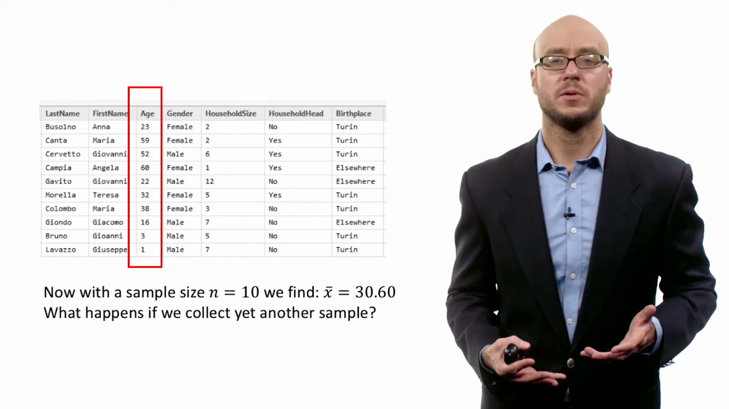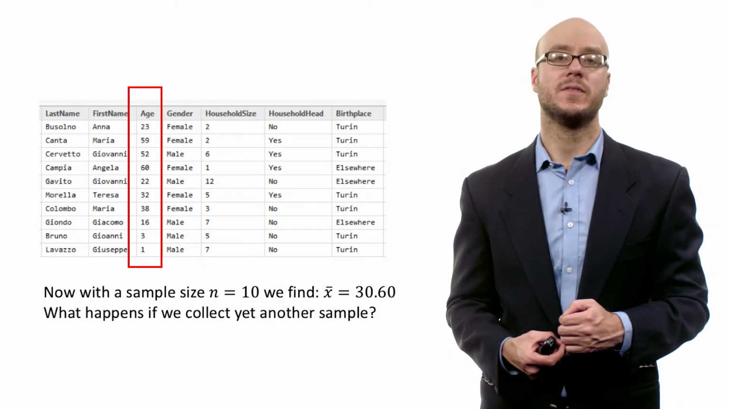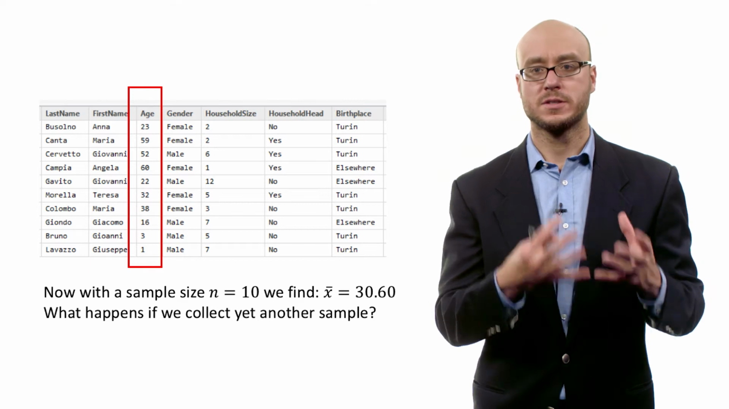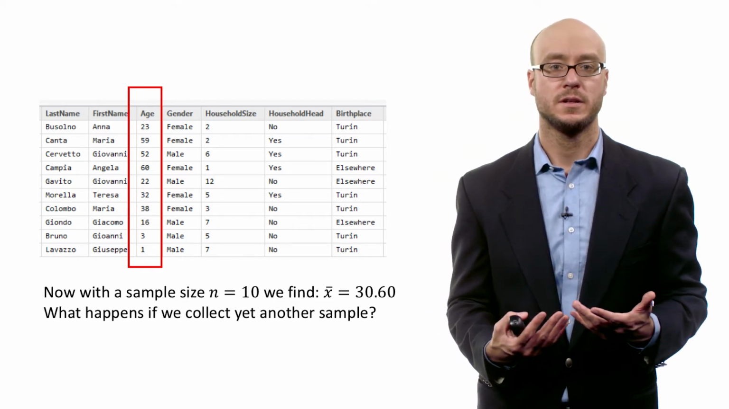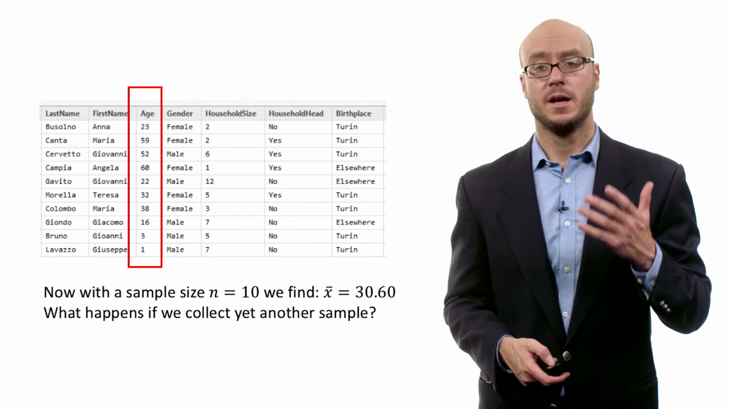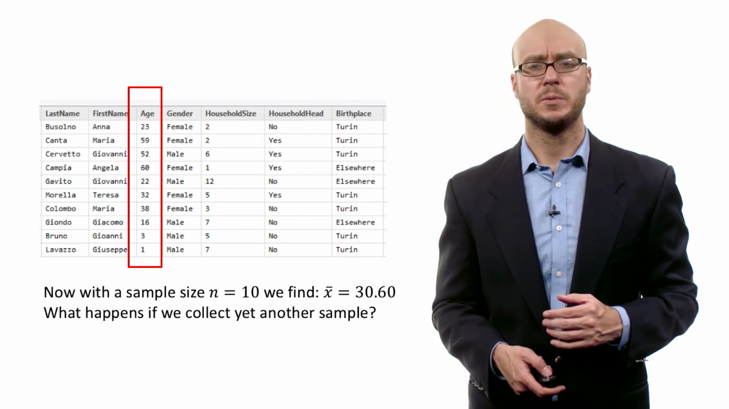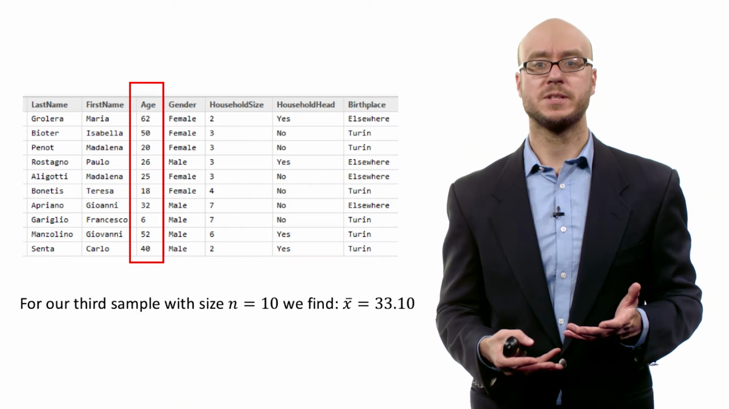But let's see what happens if we take another sample of size 10 and we calculate X bar, the sample mean, again. This is a different random sample from that sampling frame of all people living in Turin, Italy in 1705. And now our sample mean for this different sample is 30.6 years. So it's a little bit above the population mean, and it's much greater than our previous sample mean. But let's see what happens if we collect yet another sample. This is a different random sample.